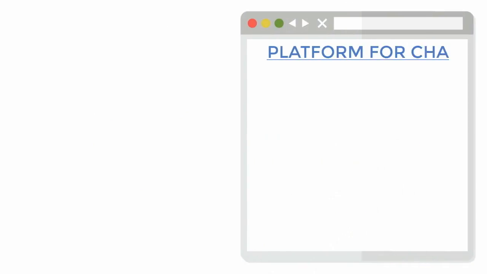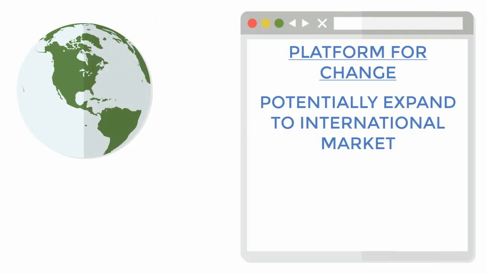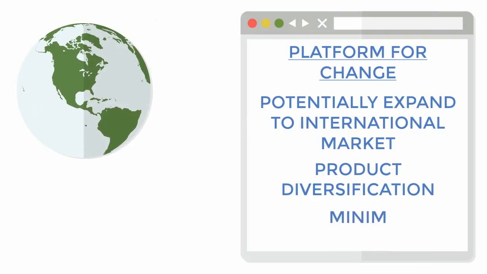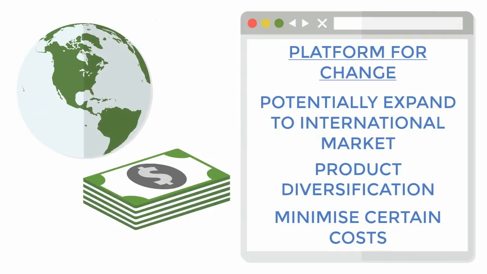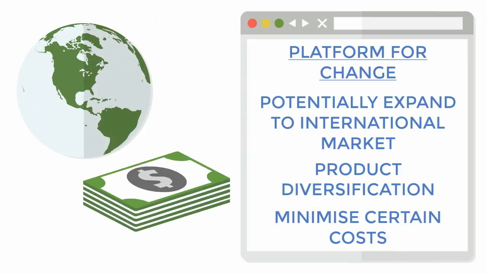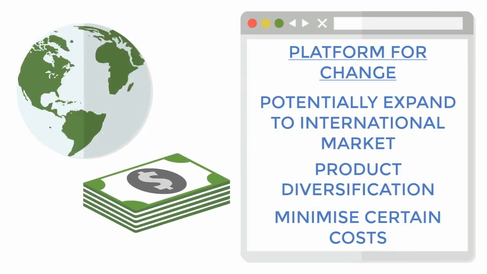IT also serves as a platform for change. Due to Shambay having a mainly online presence, the company can potentially expand overseas without incurring high costs, thanks in part to the use of cloud computing, which can easily grow with the company. IT can also aid Shambay's product catalogue.